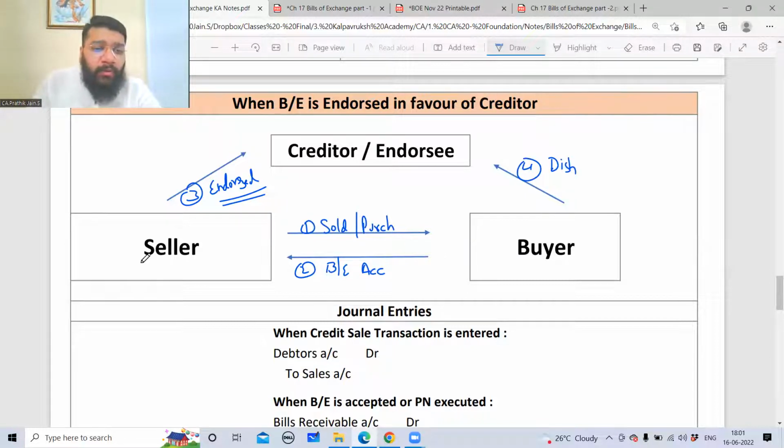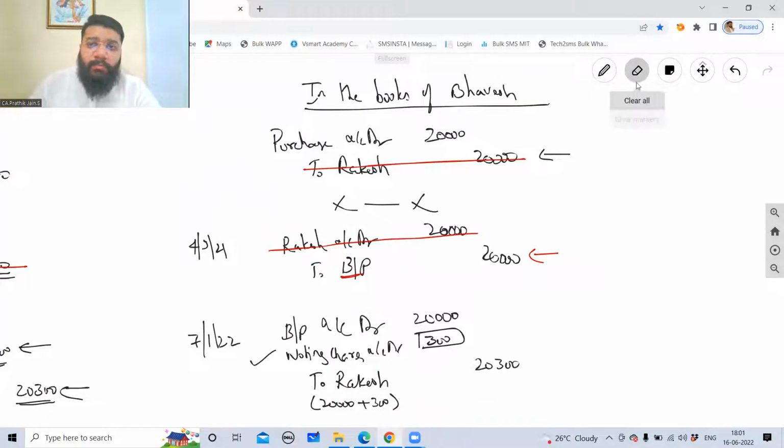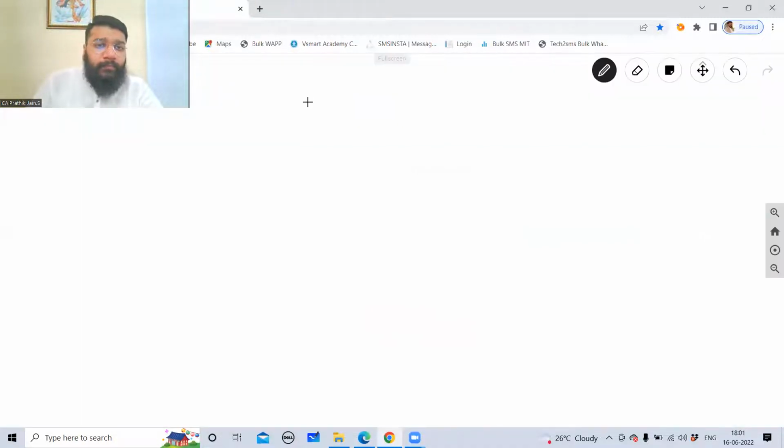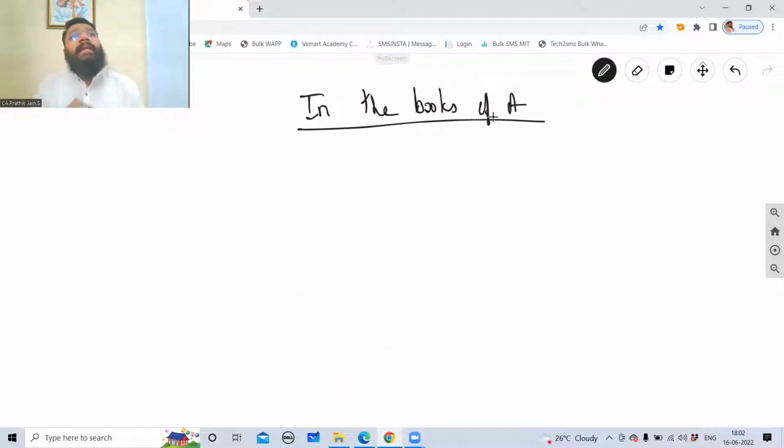First, we are recording in the books of the seller. The first transaction is happening between seller and buyer. So here it is A, B, C. Between A and B, the first transaction is a sale and purchase transaction. So in the books of A. Guys, when you write this in the exam, you need to write proper formatting like journal format: date column, particulars column, LF column, debit, credit, rupees. All is important.